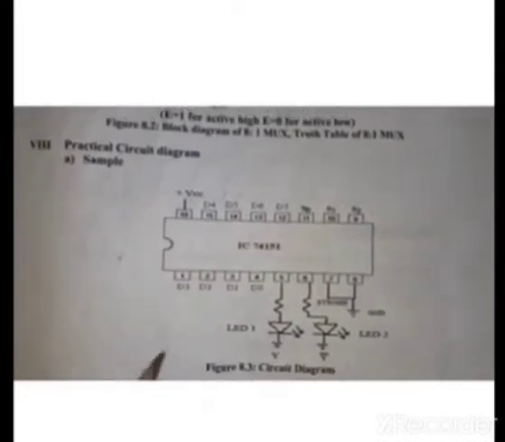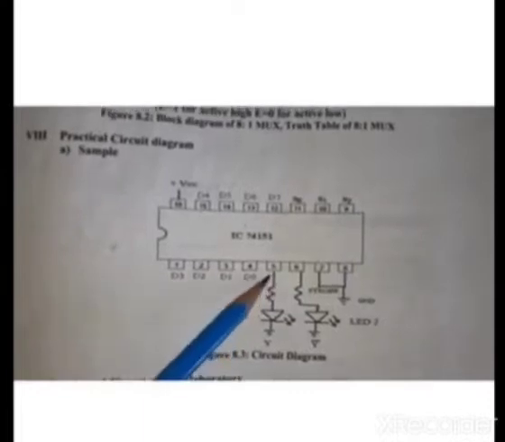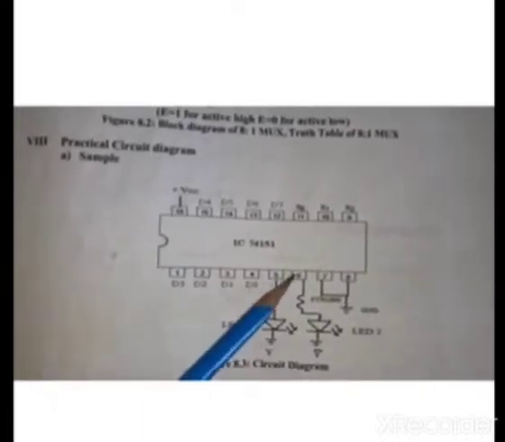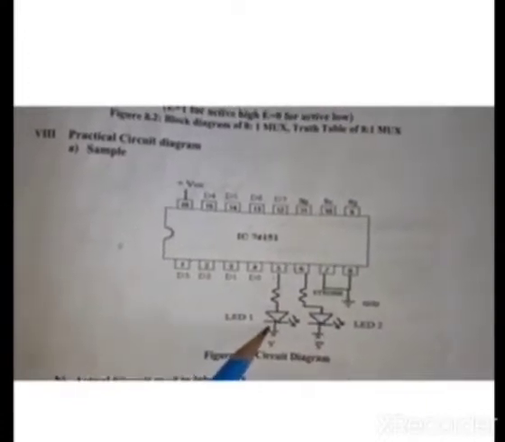Output is connected to pin number 5, and pin number 6 is the complement of the output pin. So whatever we get on the output pin, that is on pin number 5, the opposite bits will be displayed on pin number 6.